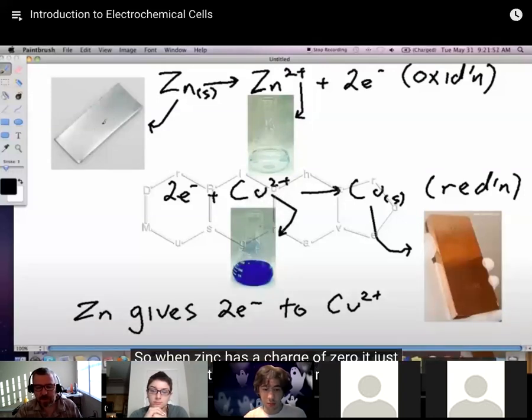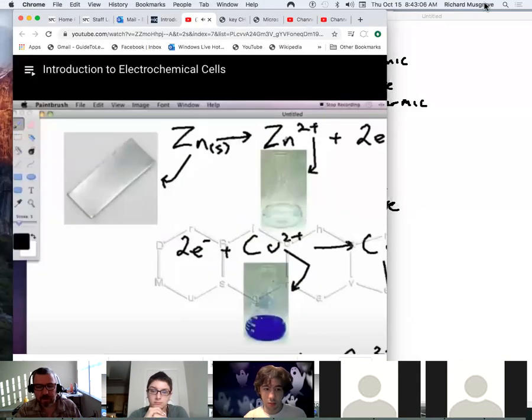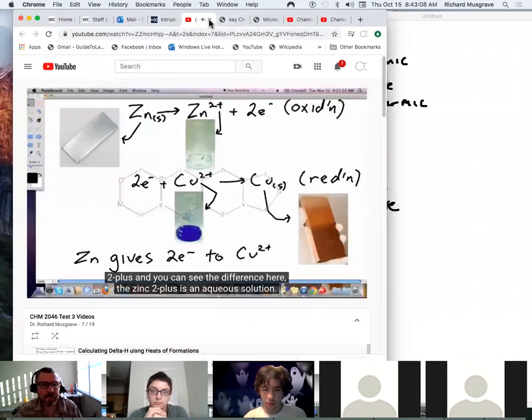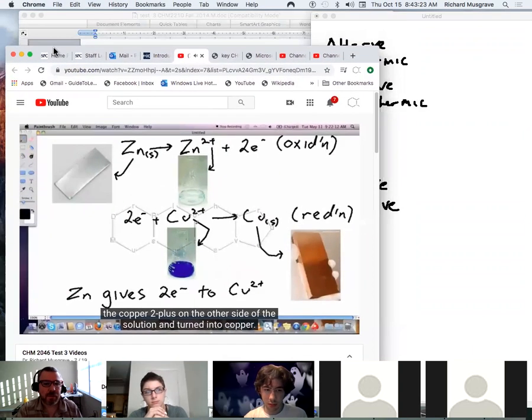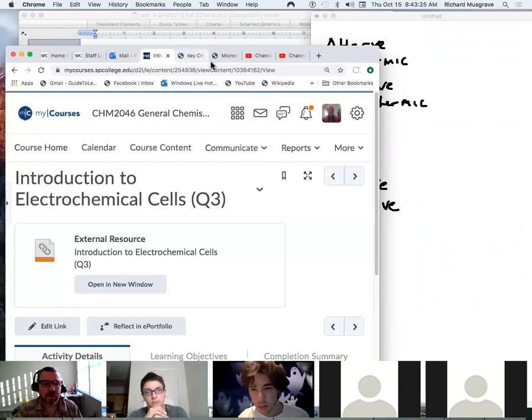Zinc 0 just looks like this, and it's turning into zinc 2+, and you can see the difference here. The zinc 2+ is an aqueous solution. And what's happening is the zinc is actually giving up 2 electrons when it's forming zinc 2+. Those very 2 electrons are going to be taken up by the copper 2+ on the other side of the solution.